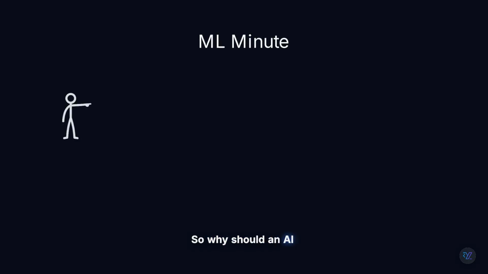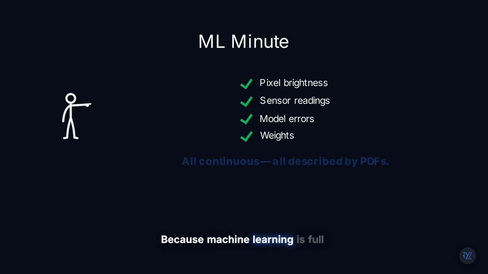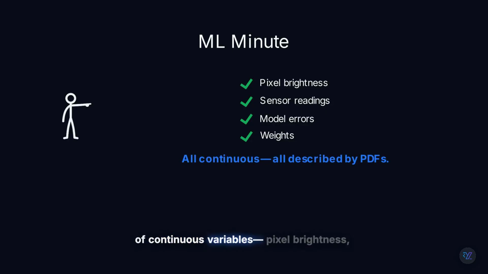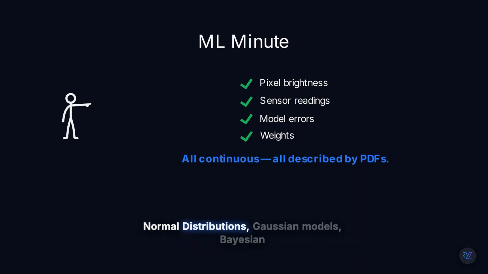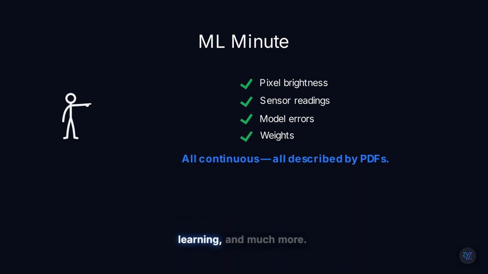So why should an AI engineer care? Because machine learning is full of continuous variables: pixel brightness, sensor readings, model errors, weights, activation values. Many algorithms assume these values follow continuous probability distributions. Understanding PDFs helps you understand normal distributions, Gaussian models, Bayesian learning, and much more. Today's lesson isn't just about statistics. It's one of the building blocks of machine learning.